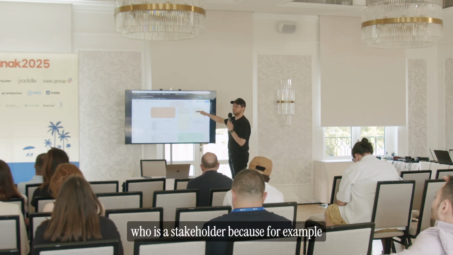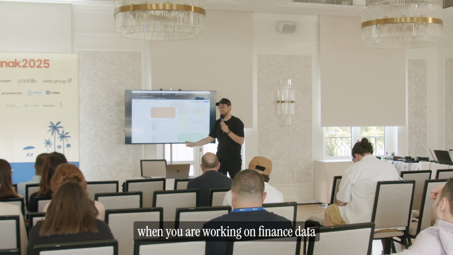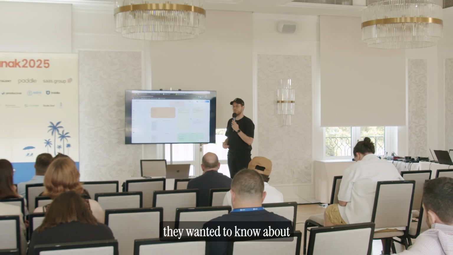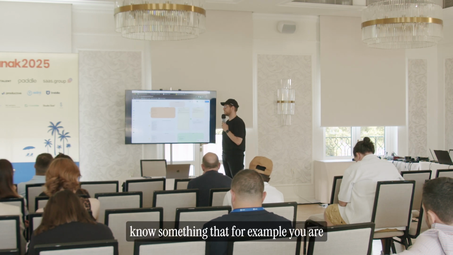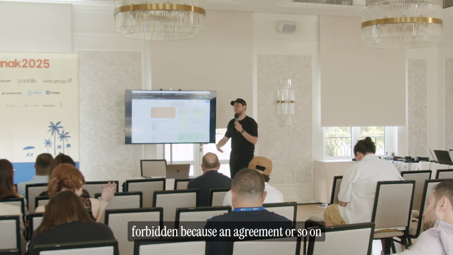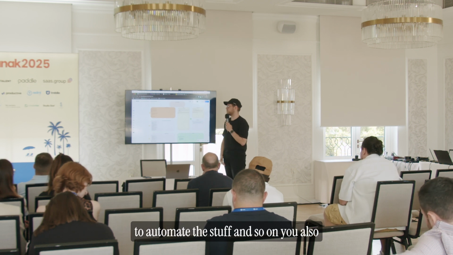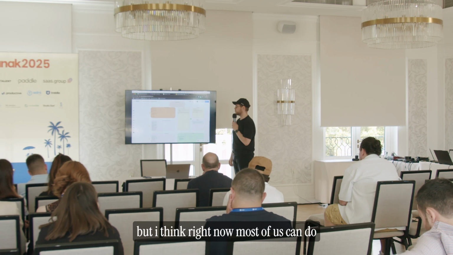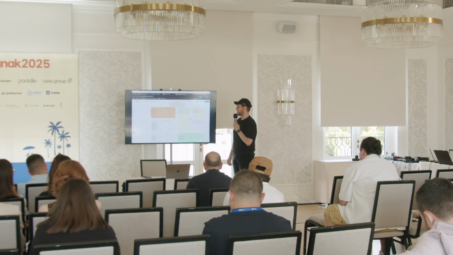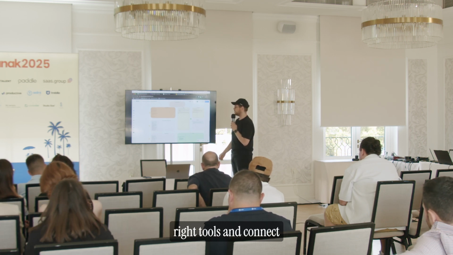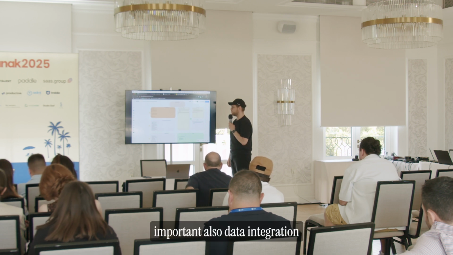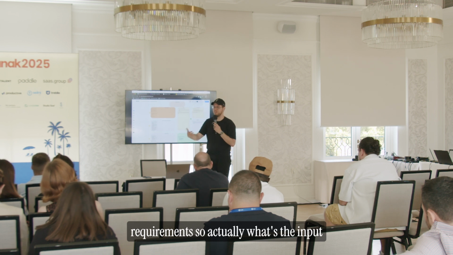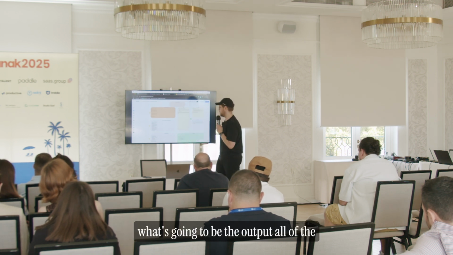Who is a stakeholder? Because, for example, when you are working on finance data and you want to automate your flow, maybe a board is gonna be a stakeholder and they want to know about the automation, or maybe they know something, for example, that you are forbidden, because of an agreement or so on, to automate the stuff. You also need some engineering, so tech stack, but I think right now most of us can do this on our own with AI, and just knowing the right tools and connecting them into one place is very important. Also data integration requirements, so actually what's the input of my flow and what's gonna be the output.